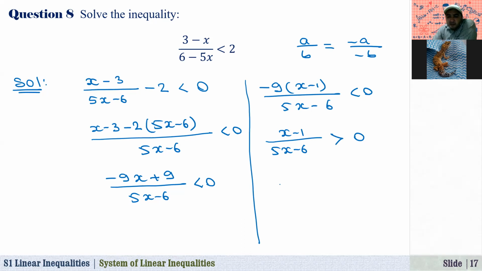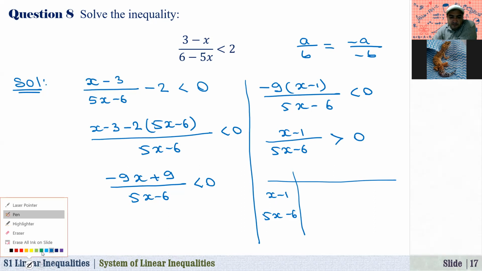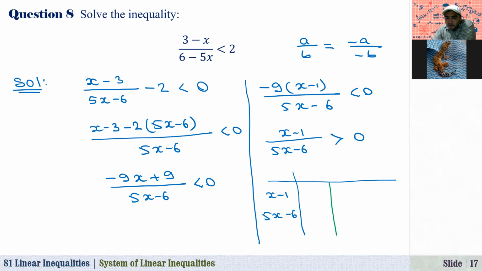Now from here, I can just draw this immediately. So here we have x minus 1 and 5x minus 6. Change the color here. So the first one is 1, and the second one is, what is it? 6 over 5. Okay. So the first expression, x minus 1 to the right, it is plus. So it is plus, plus, it is minus. 5x minus 6 to the right of 6 over 5, it is plus. Here it is minus and minus.